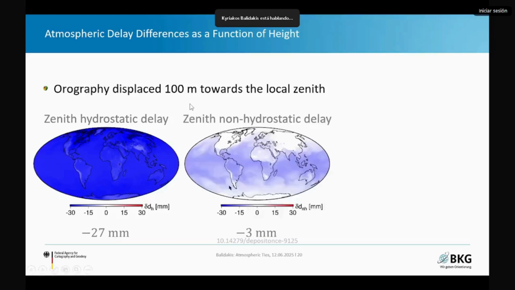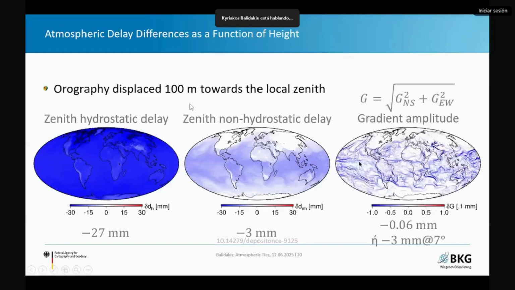Then for the non-hydrostatic component, again, if we go 100 meters up, then the non-hydrostatic delay will also be smaller by 3 millimeters. And so I also did this exercise for the gradients. We see that the gradients also are smaller. However, they are not, let's say, significantly smaller.